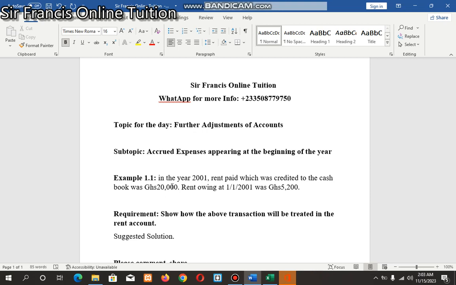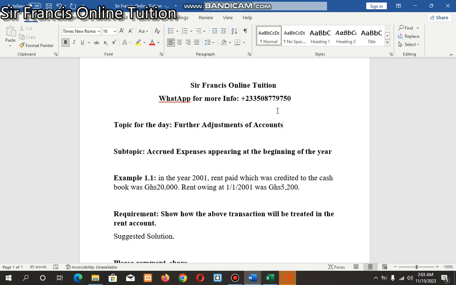And one of the things that you'll be seeing under the additional information has to do with expenses. Maybe it's expenses owing at the beginning of the year, or expenses owing at the end of the year. How do you treat those items? That's what we're going to be looking at.